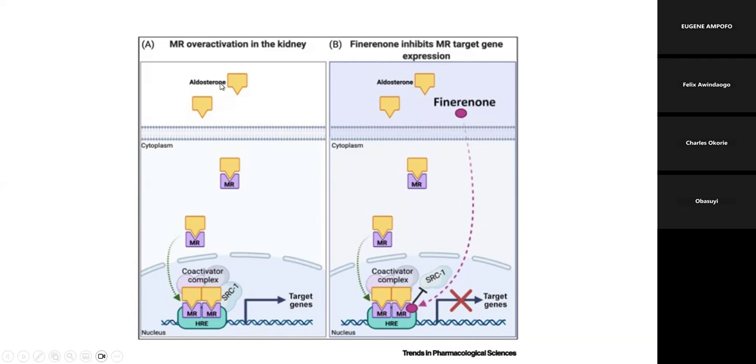So aldosterone binds, and then you have cofactor complex activation. But once it binds and comes here, finerenone also binds to this complex and prevents it from transcribing the target genes that lead to the deleterious effects of excess aldosterone.